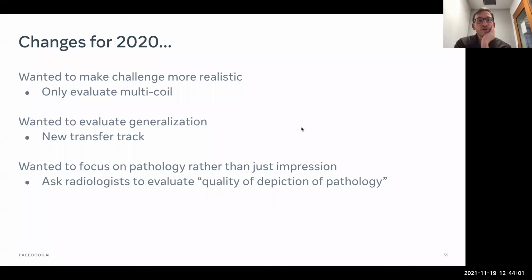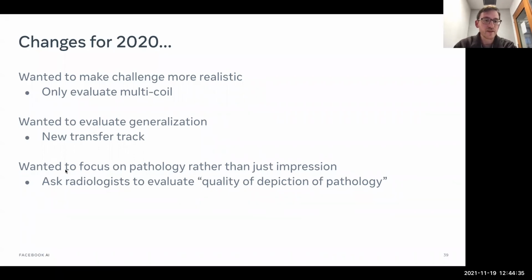After we saw this, we wanted to switch things up a little bit for 2020. We wanted to make the challenge a little more realistic. So we threw out the single coil track and only focused on multi-coil. Another round of feedback we got for the first challenge is we didn't look at multiple vendors. We had no idea how well the models would generalize. So we got a bunch of data from other scanners. If you're familiar with the fastMRI data set, it's all from Siemens MRIs. So we went out and got General Electric and Philips MRI scans, and we included that in this new track.